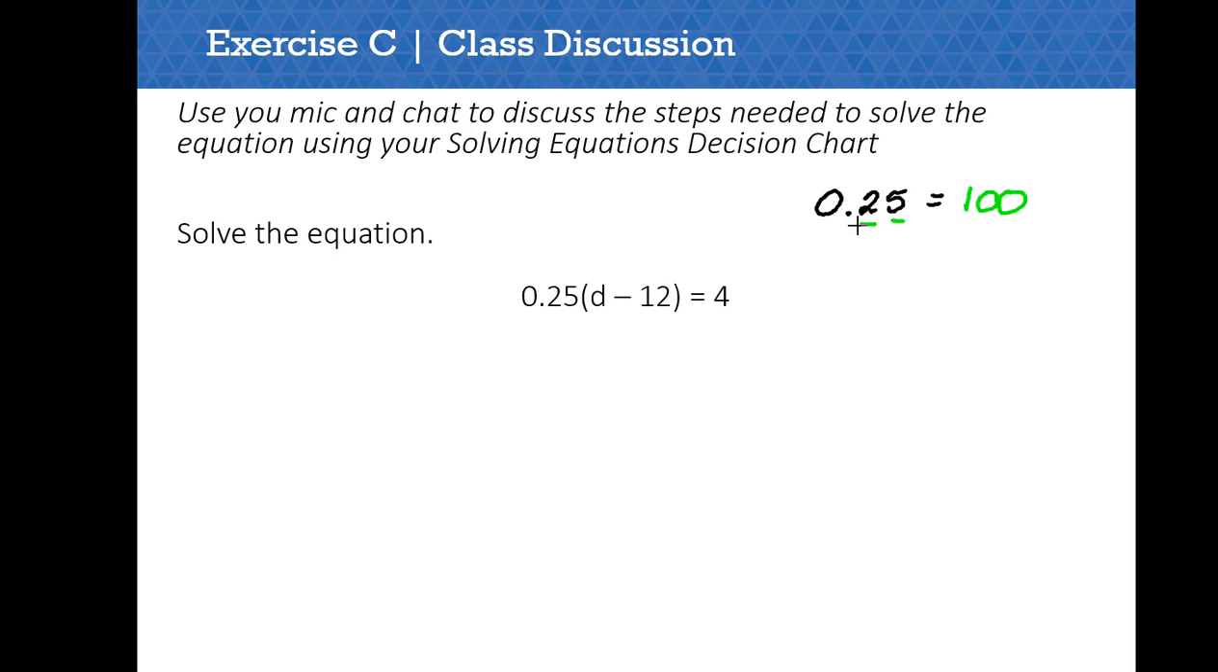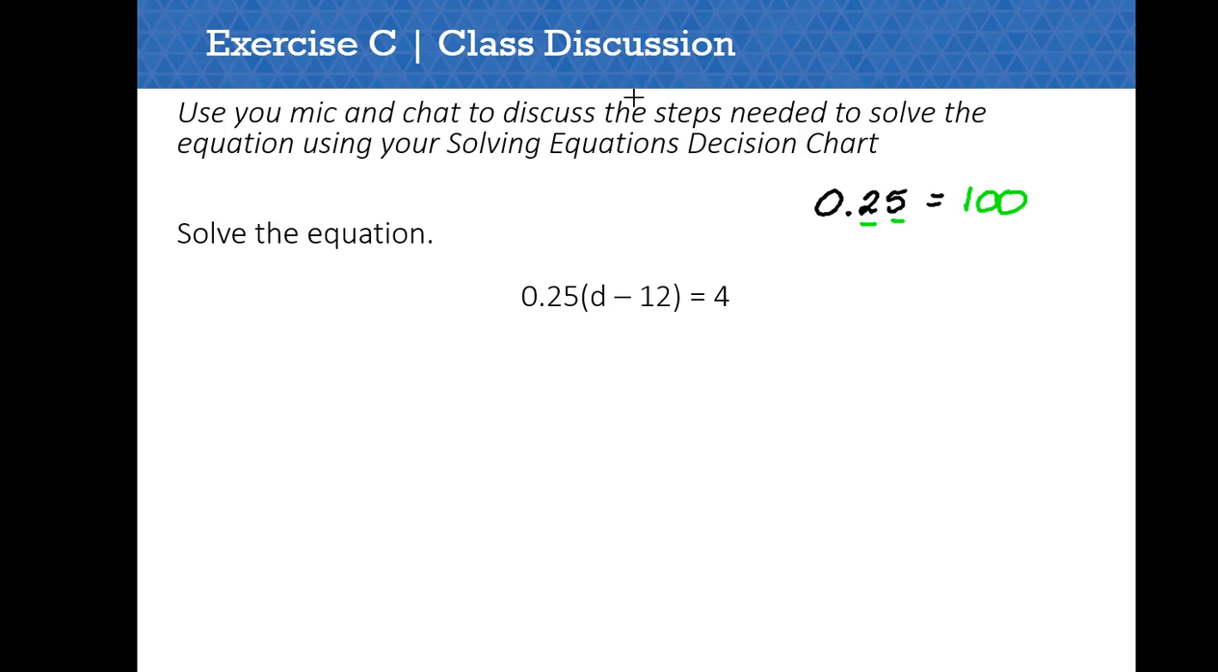Now, the other thing you can think of, if you know your place values, is that the 2 is in the tenths position and the 5 is in the hundredths position. So since hundredths is my largest place value, that's the one that I'm going to work with. So I'm going to multiply by 100.